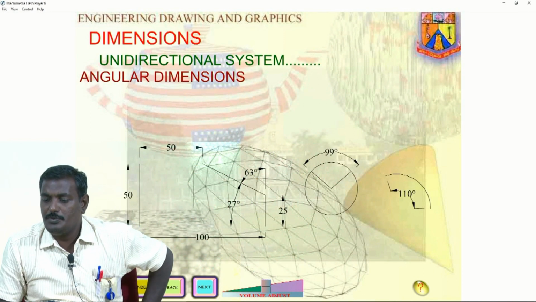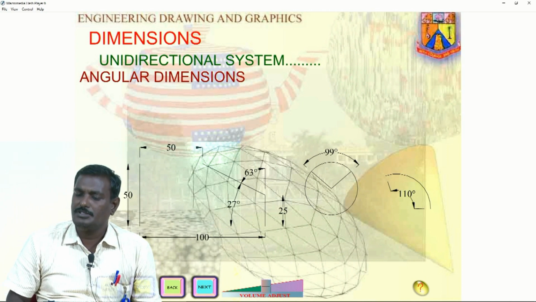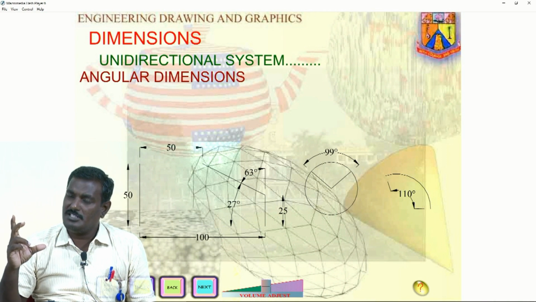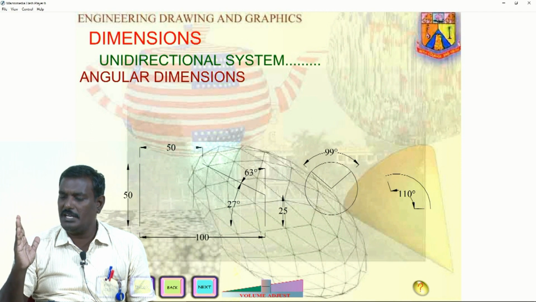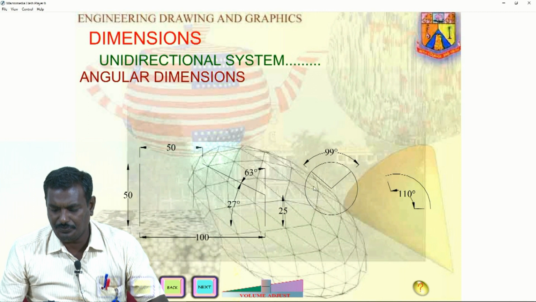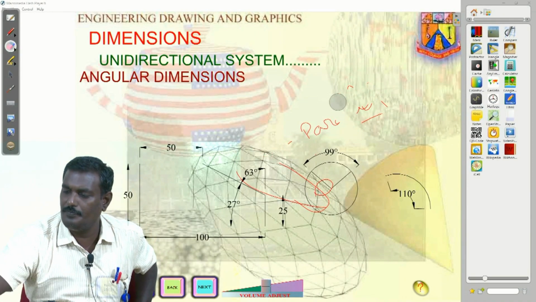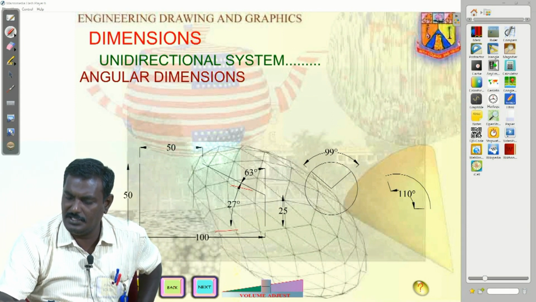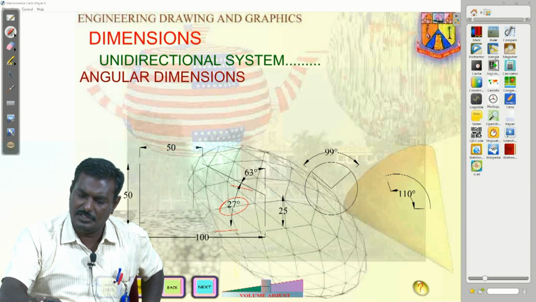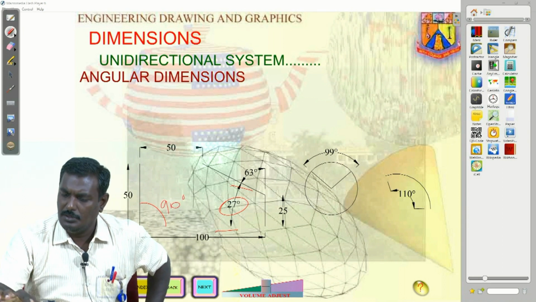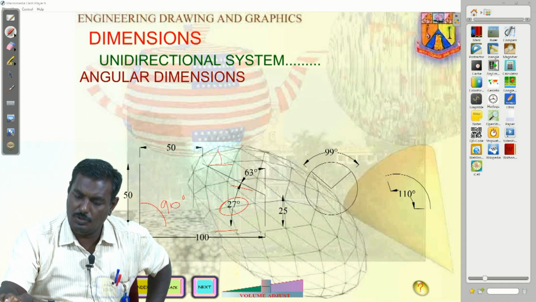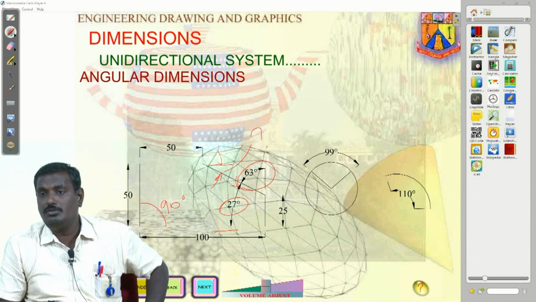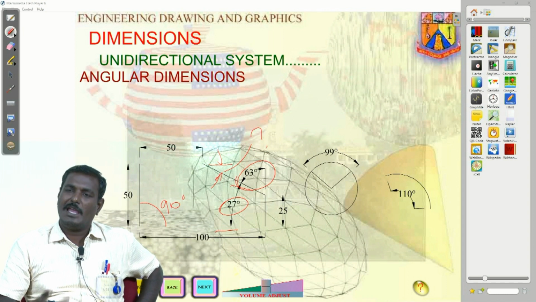Angular dimensions: we have to specify angles. Try to look at these objects and learn how angular dimensions help. The angle between two edges, the bottom horizontal line and the inclined line, shows how much it is tilted: 27 degrees. If you put an extension line outside to the vertical, it is 63. This edge and this edge give 27 degrees, and this edge is 90 degrees. If you want to draw it, you draw an extension line and place the angle on this side or that side, whichever you have to mark. This is the fashion in which you draw an angular dimension line, specifying the angle for edges.